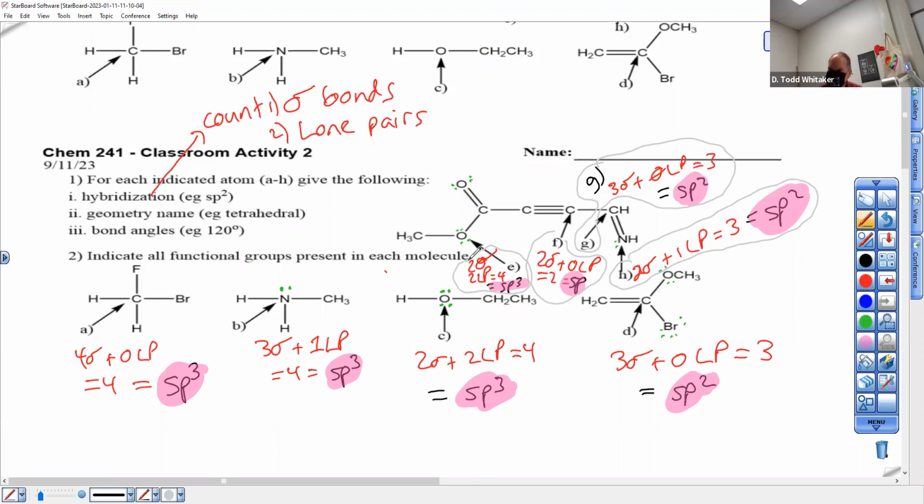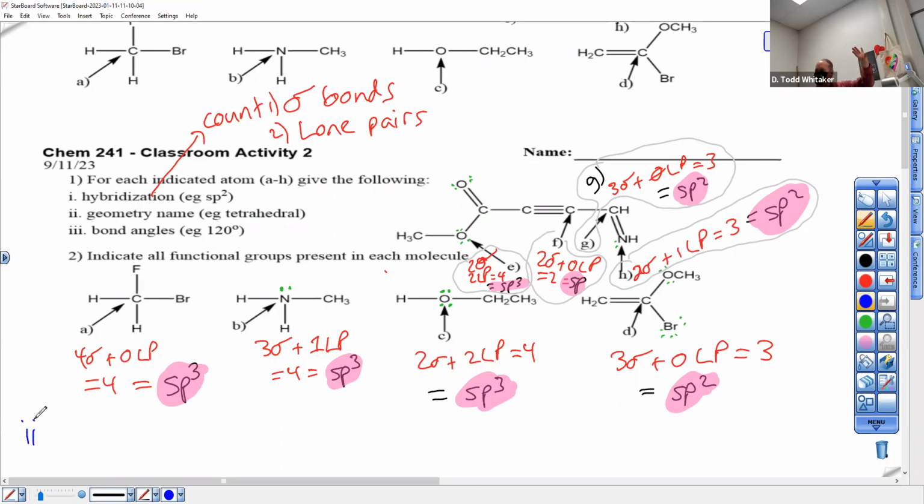Did you know a pi is only 60% as strong as a sigma? Because the orbital overlap is not direct, it's above and below. Those p orbitals are above and below, right? P makes what? P makes pi. Those orbitals are not directly between the atoms, they're above and below. That's not as good. So we're going to do the answer for part 2 down here in blue.